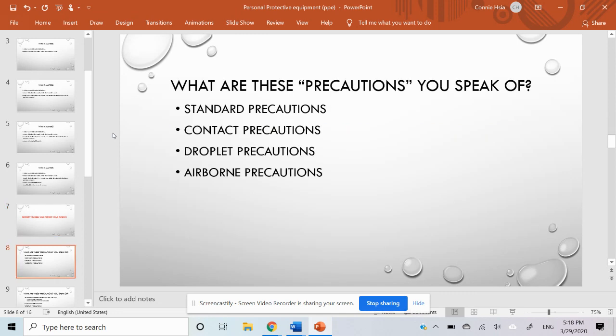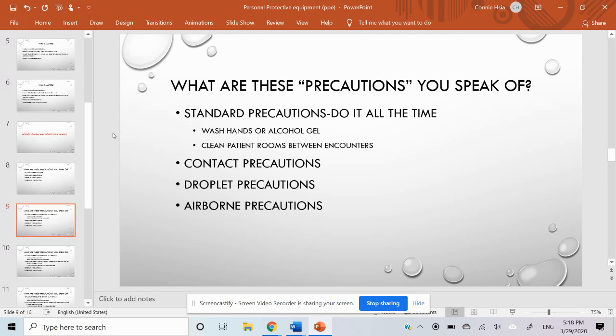Okay. All right. Let's talk about some precautions that you'll see in the hospital, clinic, or even a sick call kind of setting. Standard precautions, do it all the time. You wash your hands, or at the very least, alcohol gel before and after you see a patient. And you should always clean a patient room between encounters, even if that's just a wipe down of the table they're sitting on with like a cavi wipe or something.